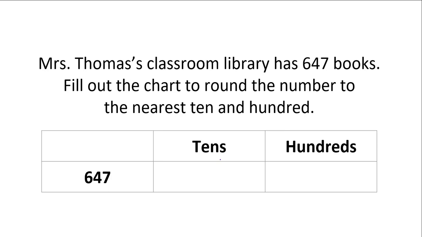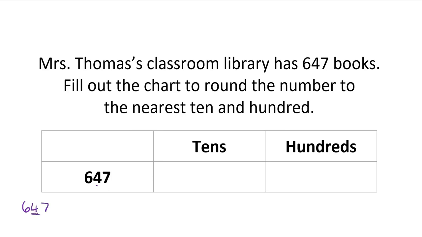How about Mrs. Thomas's classroom library has 647 books. Ooh, you got a lot of books, Miss Thomas. Thank you. All right, so fill out the chart to round the number to the nearest 10 and 100. Okay, so we're rounding 647 to the nearest 10s first, and then to the nearest hundreds. Can we do it? Of course we can. We've been doing it.